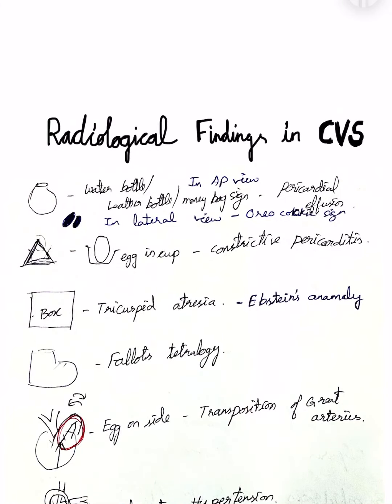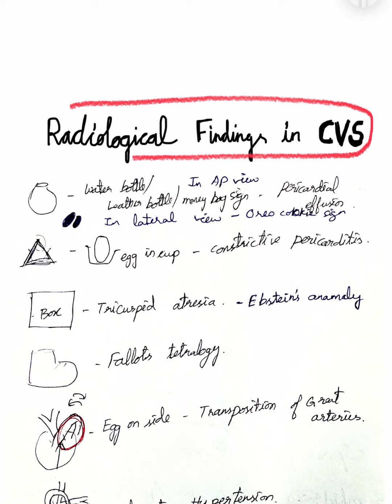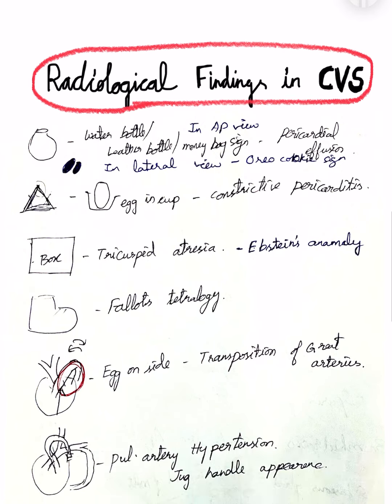Let's see about the radiological findings in the cardiovascular system. It includes the X-ray findings. The first, in case of pericardial effusion, we will be having a water bottle or a money bag or leather bottle like appearance of the heart. It is seen in the AP view.